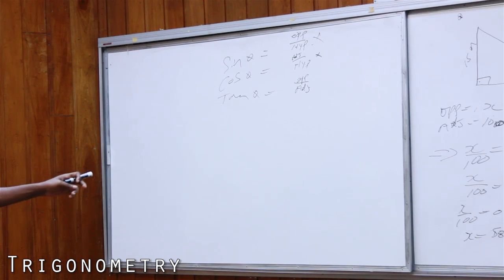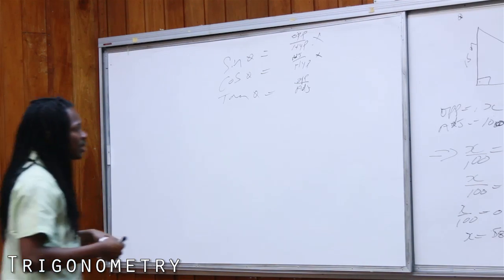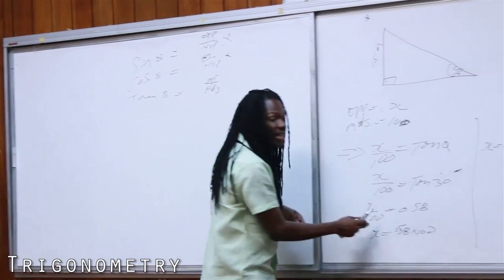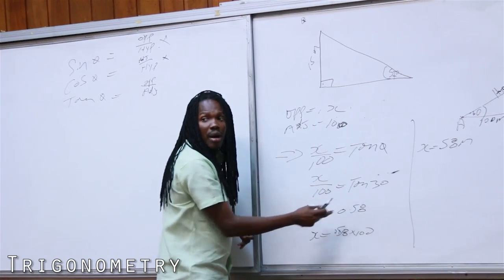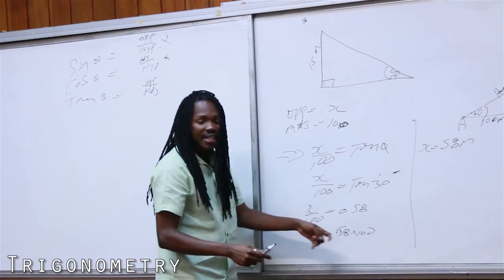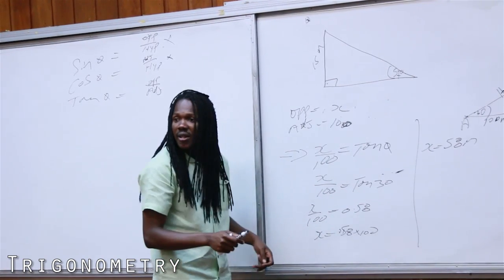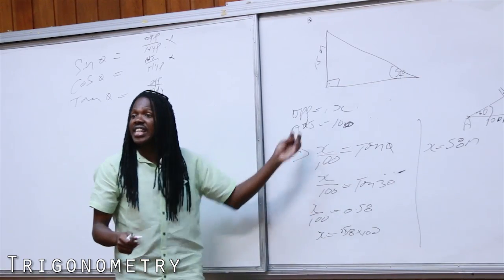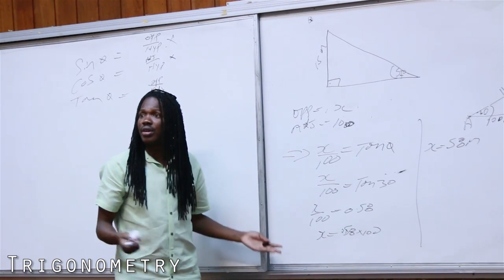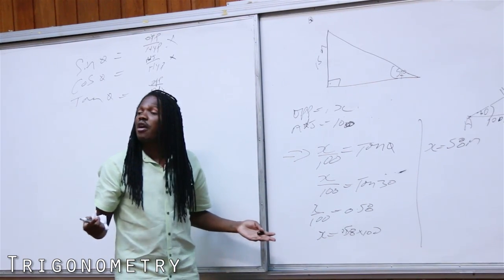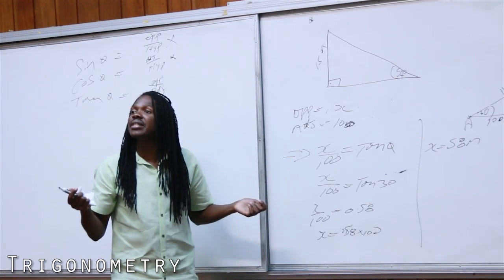0.58. Yes, see? 0.58. You carry the divide by 100, it becomes a multiply: 0.58 times 100. Two spaces. All of this is fraction and decimal. You don't see that? From you know fraction and decimal, you can't feel maths.